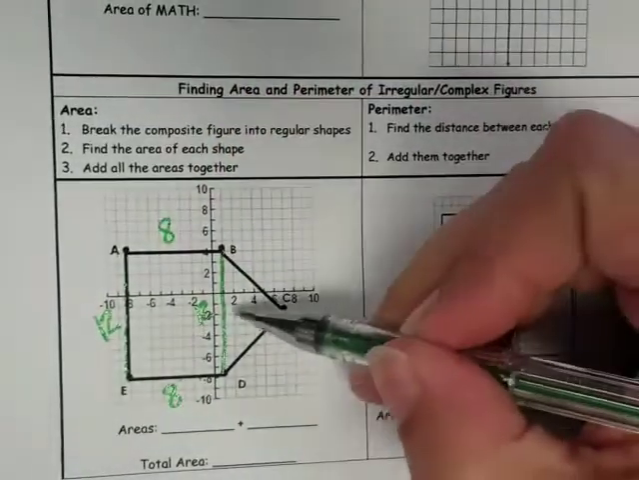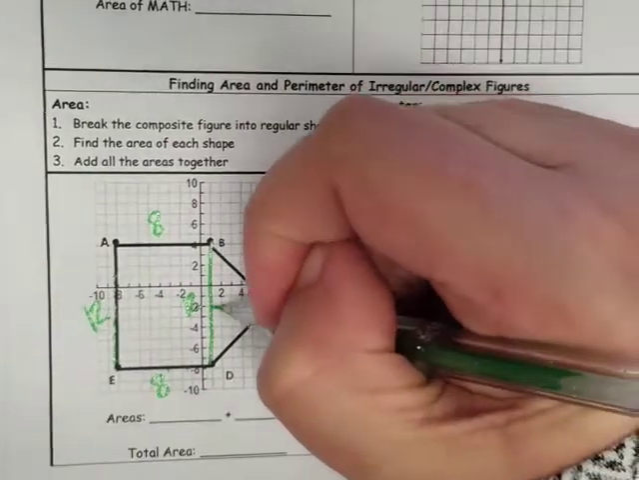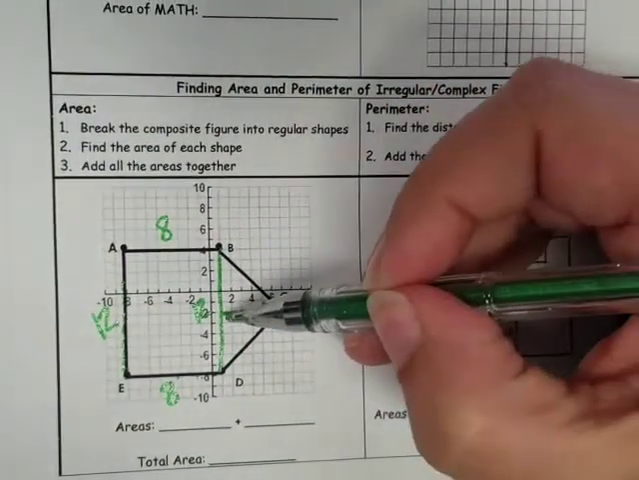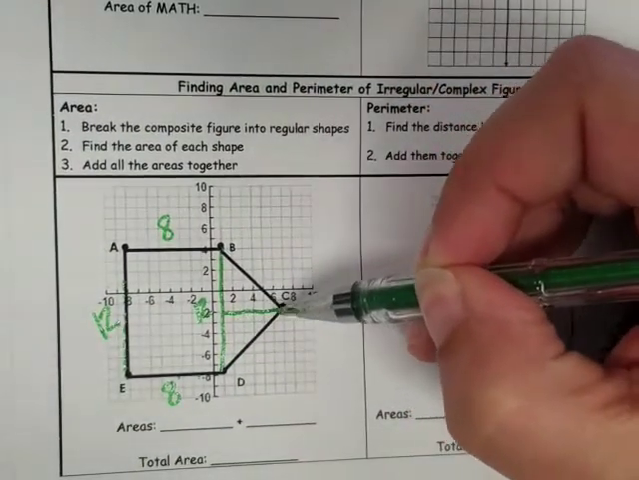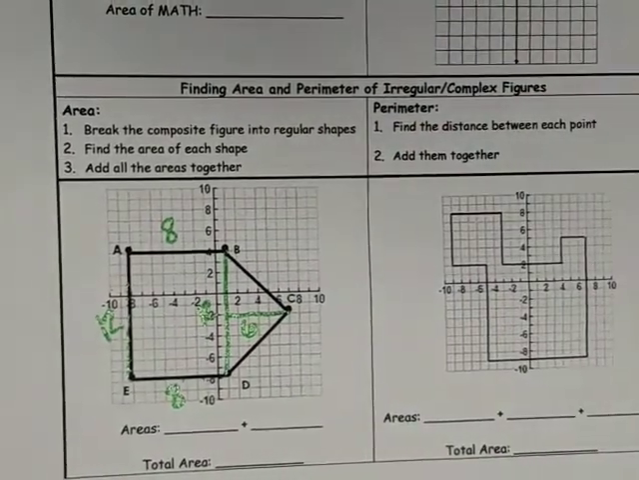Okay. And then the triangle's height, remember, has to be perpendicular to the base of the triangle. So I'm going to draw a line here and count that. So that's 1, 2, 3, 4, 5, 6. And then that's enough pieces of information.